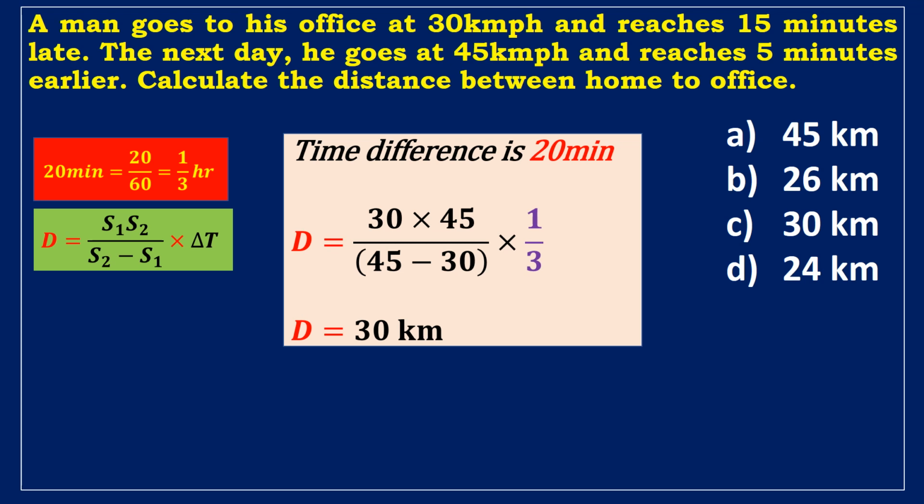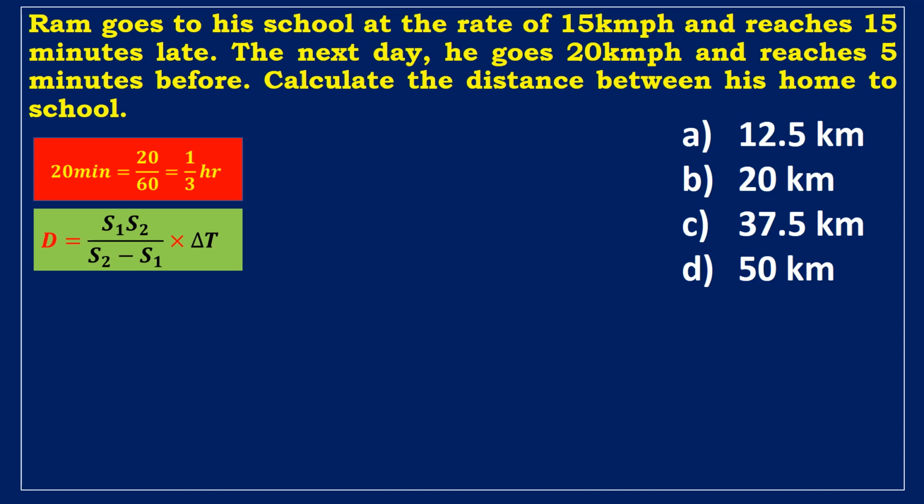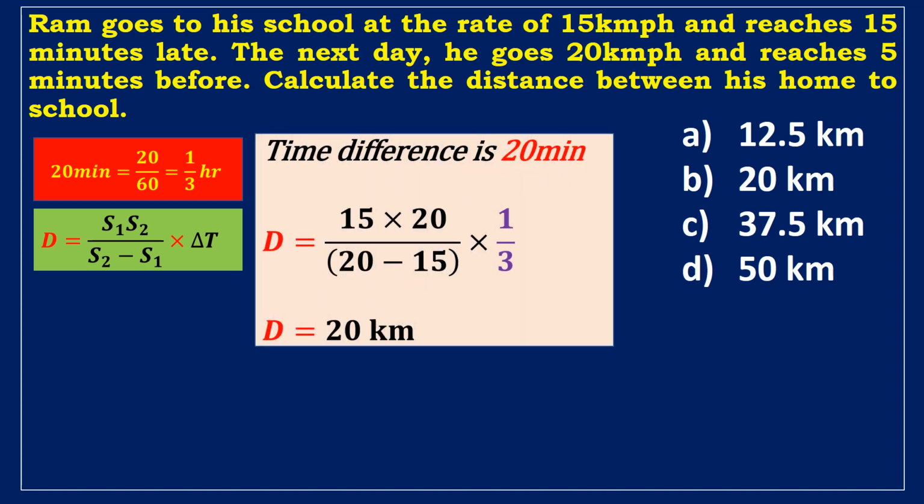Example 3. Ram goes to his school at the rate of 15 kilometers per hour and reaches 15 minutes late. The next day, he goes at 20 kilometers per hour and reaches 5 minutes before. Calculate the distance from his home to school. The difference in time, del T, is 15 minus of minus 5, which is 20 minutes. We convert minutes into hours. 20 minutes equals 20 by 60 or 1 by 3 hours.